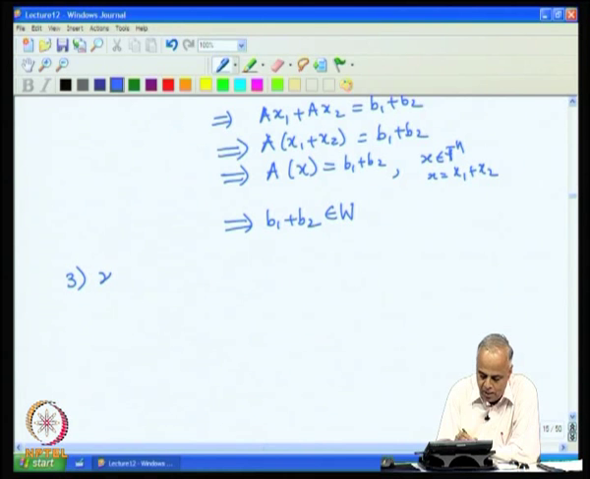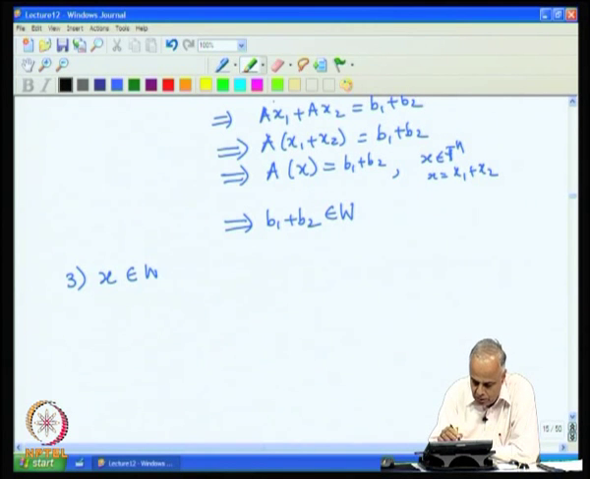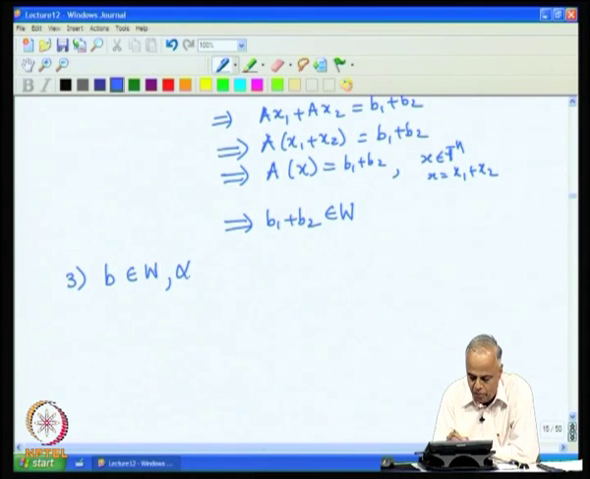Similarly, we look at closed with respect to scalar multiplication. Suppose we will use consistent notation. Suppose b is in W and alpha is in F.